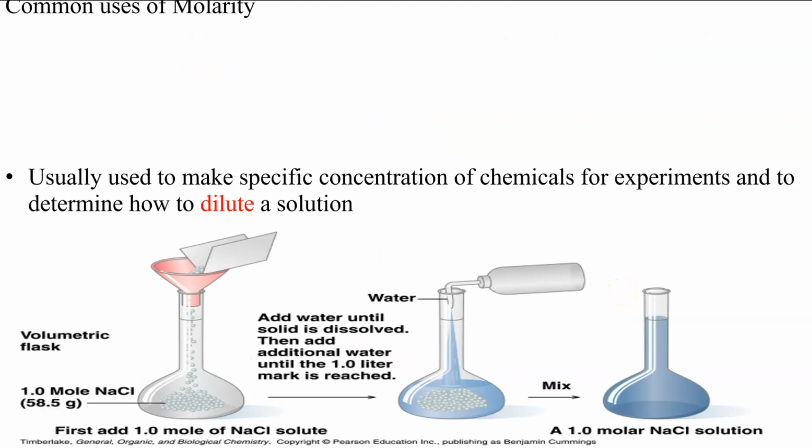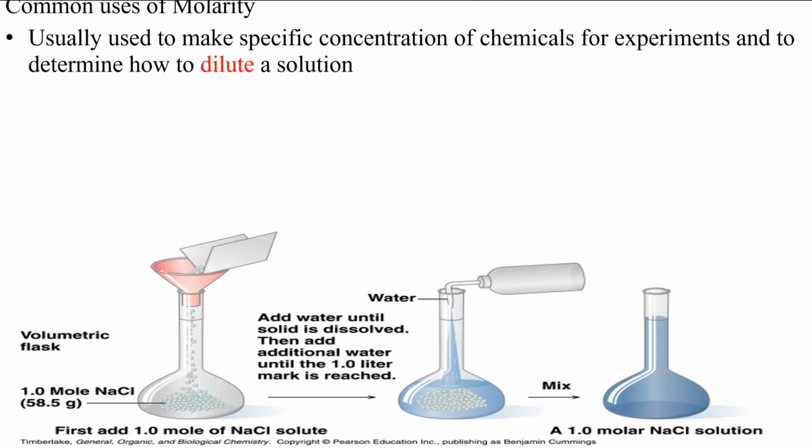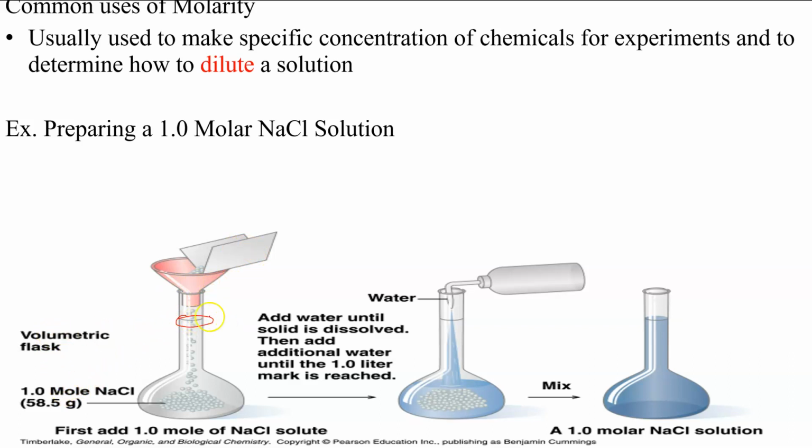All right, common use of molarity. Usually used to make specific concentration of chemicals for experiments. Like for example, if I'm making a solution of 2 molar HCl or 3 molar HCl, I use this type of calculation to develop it for you. So here we're preparing a 1 molar solution of NaCl. So the way this works, we can use a volumetric flask. The way a volumetric flask works, the line inside, and you'll be using this later in this unit, represents the total volume. This particular volumetric flask is 1 liter. So that tells you the line is 1 liter.